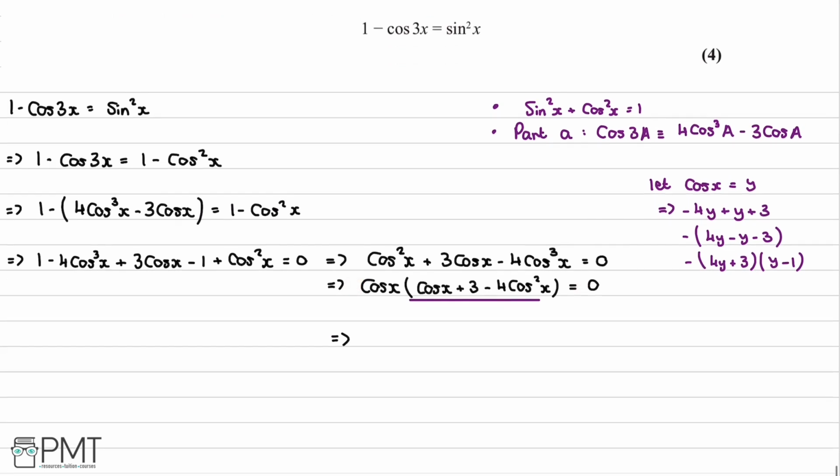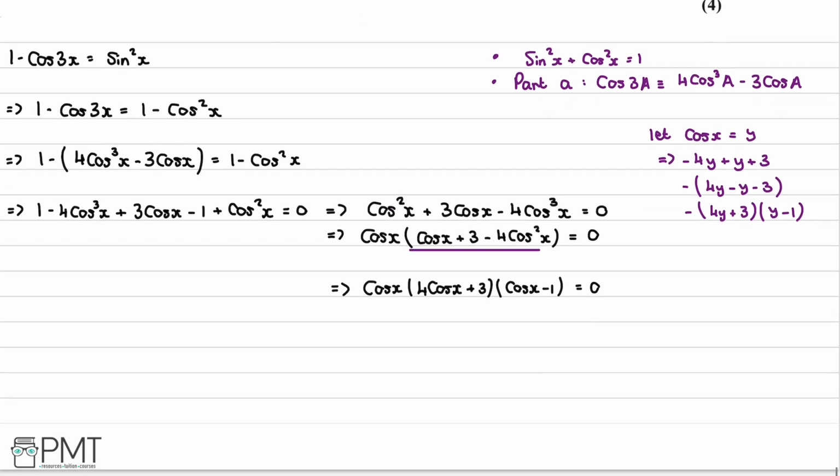So then we'll therefore have as follows, cos of x, multiplied by 4 lots of y plus 3, and remember that y was equal to cos of x, so 4 cos x plus 3, and then in our other bracket we'll have cos of x minus 1, and that's all still equal to 0. So then what we can do now is start to solve the equation.